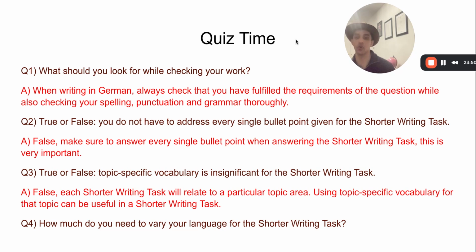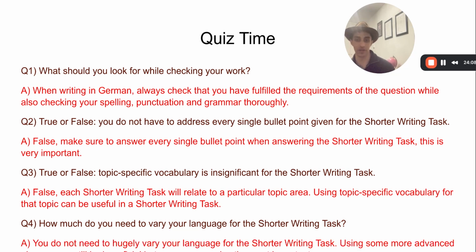And lastly, number 4, how much do you need to vary your language for the shorter writing task? This is something I mentioned. Try and think back to when I spoke about that. Okay, and I will show the answer for this one now as well. So you don't need to hugely vary the language for your shorter writing task. Some more advanced phrases can still be beneficial. Accuracy, however, and fulfilling the criteria and putting into practice the necessary exam technique, all of that, however, remains the most important here.